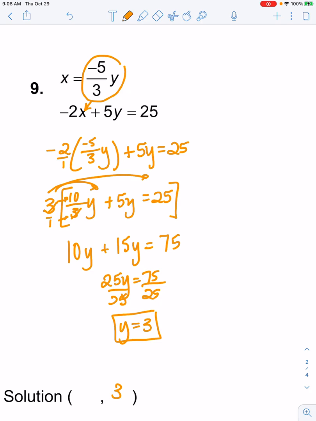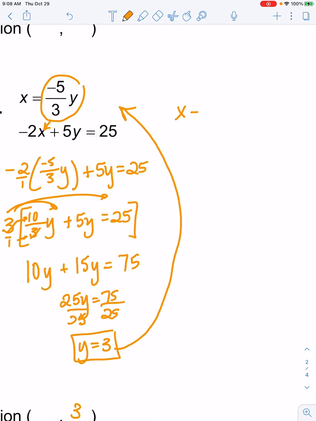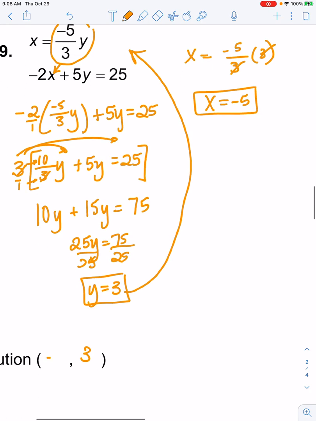Okay, now I'm going to take the 3, I'm going to go plug it back in. I'm actually going to go ahead and stick with that one that's got the fraction, because if I multiply negative 5/3 by 3, we just get negative 5. There's my answer.